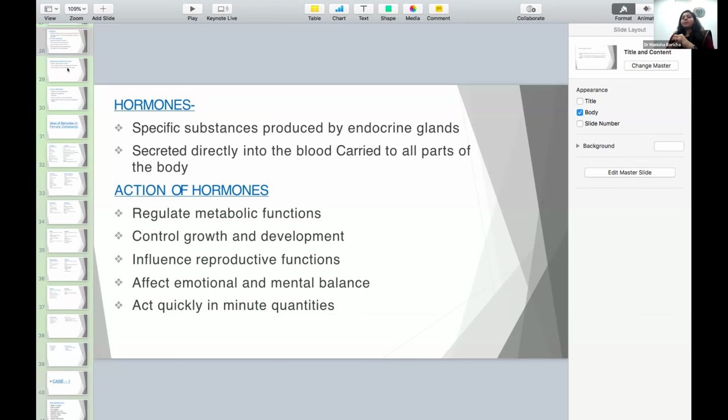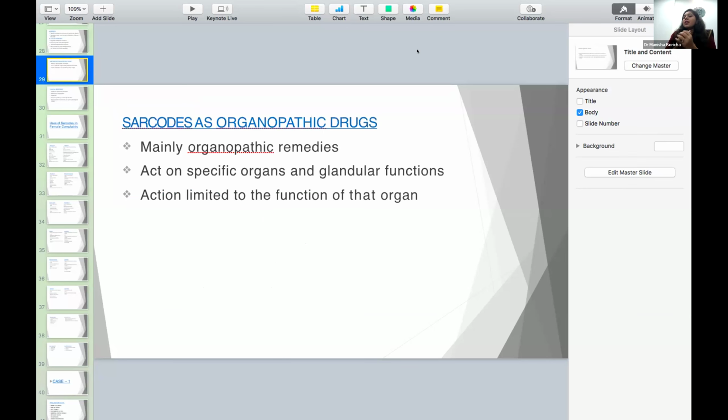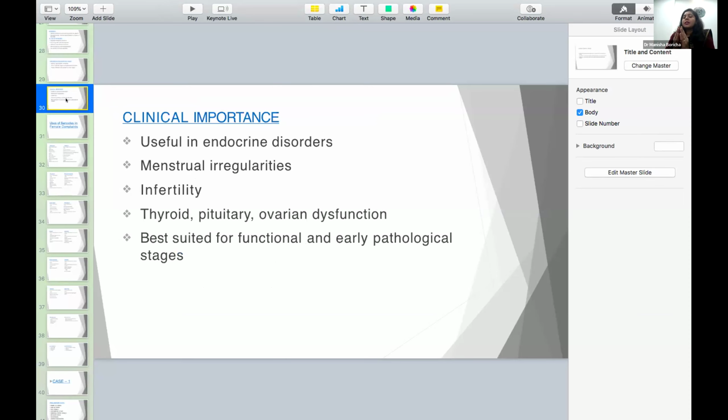Next one. SARCODES as organopathic drugs. First, they act as organopathic remedies on specific organ and glandular functions. The action is limited to the function of the specific organ and specific conditions. Like Ovarinum, it is for ovarian cyst or PCOD.